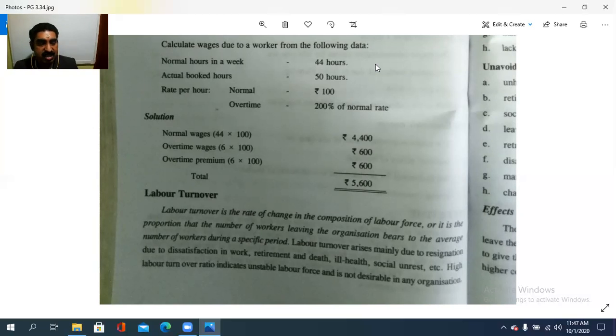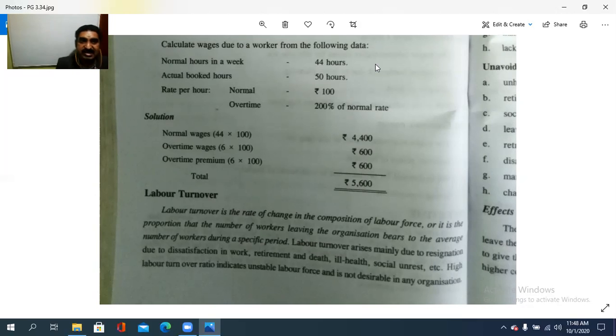So normal hours സാധാരണ പണിയെടുത്തത് 44, അപ്പൊ 50 minus 44 6 hour അല്ലേ. There is the overtime. So overtime wages is how much, 6 into 100 600, and the overtime is 200% of the normal rate, 200% of the normal rate. അപ്പൊ നോർമൽ റേറ്റ് എത്രയാണ് 44 hours, that is 4400, അതിന്റെ 200%. So that we no need to calculate because 6 is there already as overtime rate, isn't it?